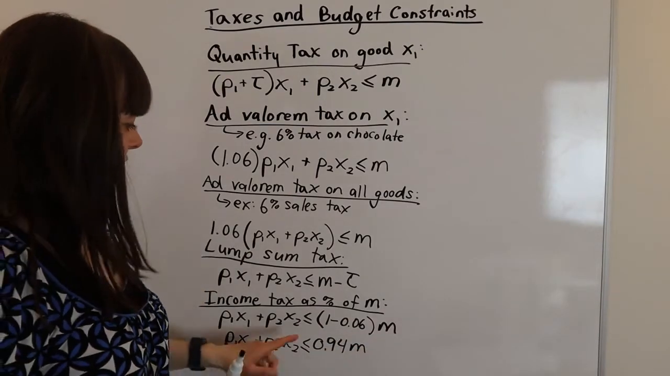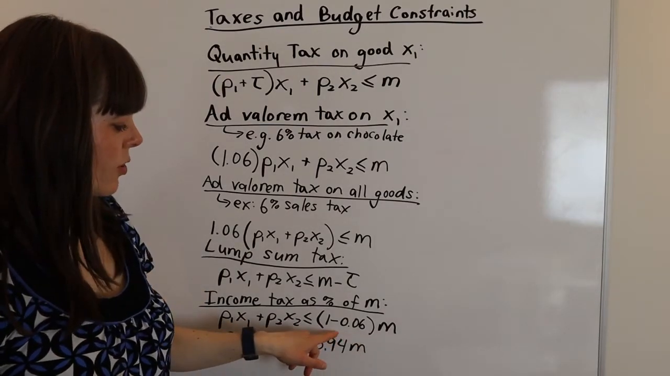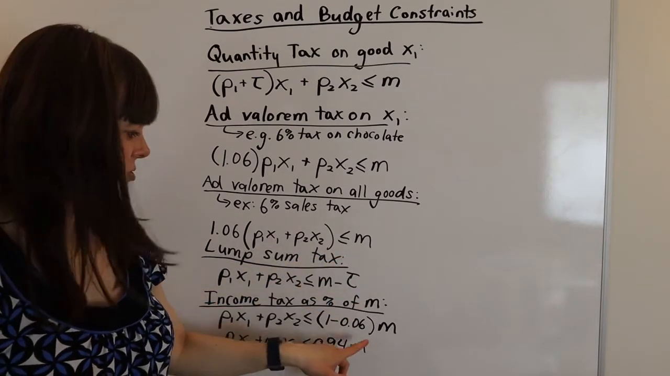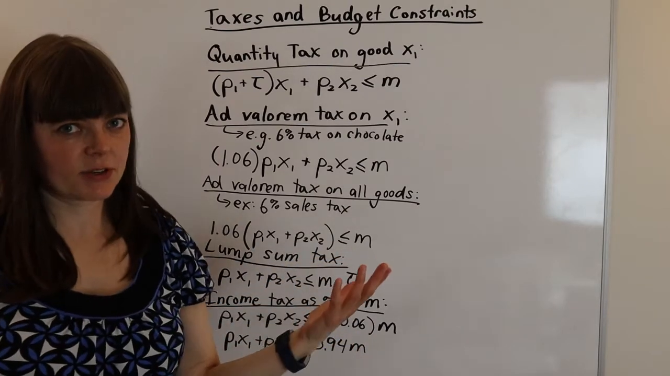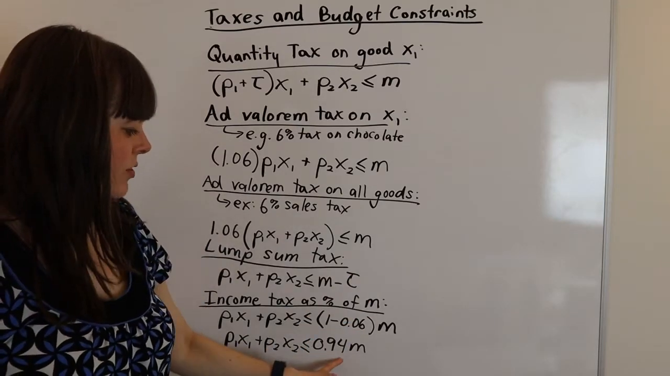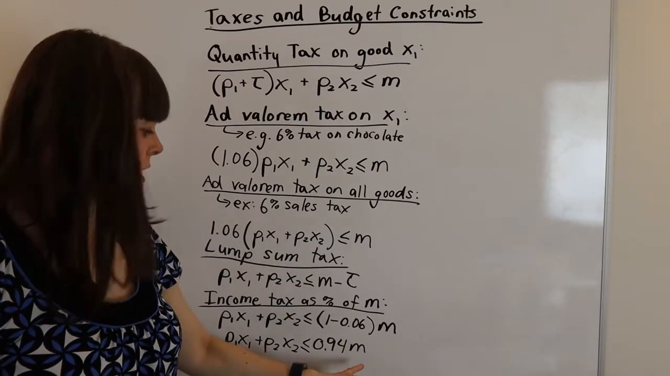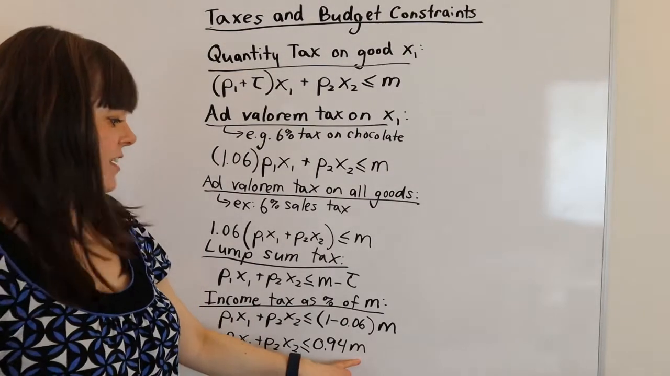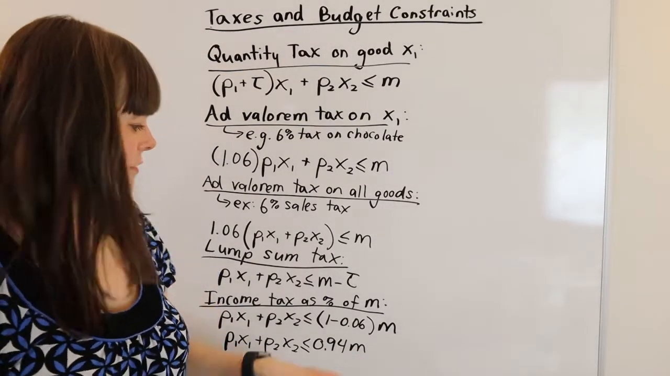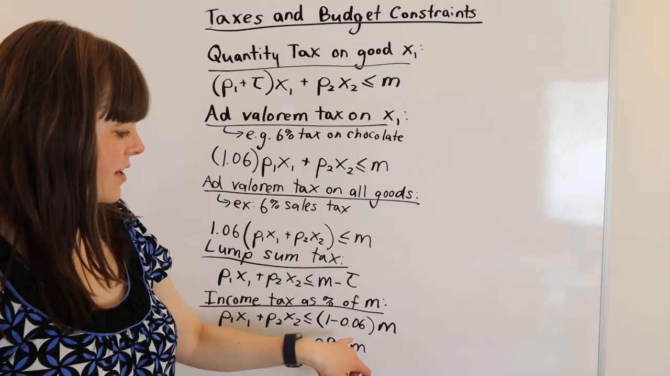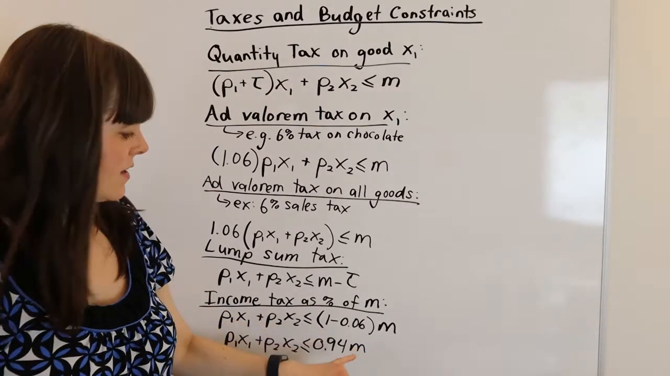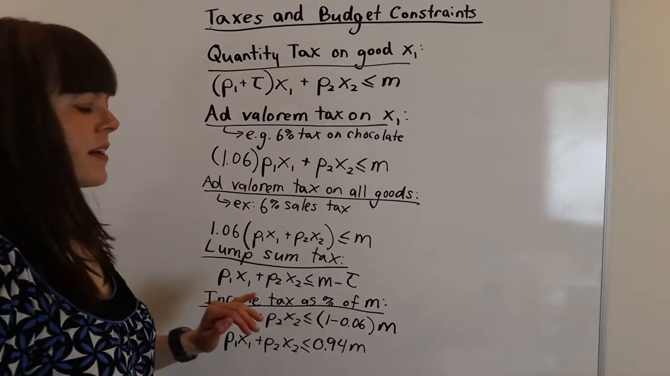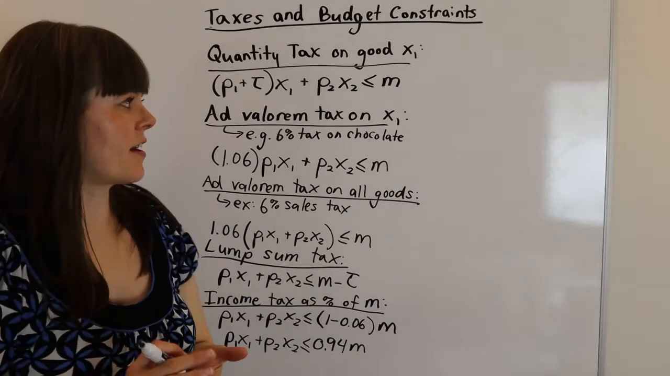Okay, in this case, we don't have 100% of our income. 100% of our income would be the old budget constraint. Instead, if it's a 6% tax, for example, we only have 94% of our income, so 0.94 M, where the other 6% goes to the government. And of course, here I've written it as 100% minus 6% gives us 94%. So this would be an income tax that is a percent of our income.